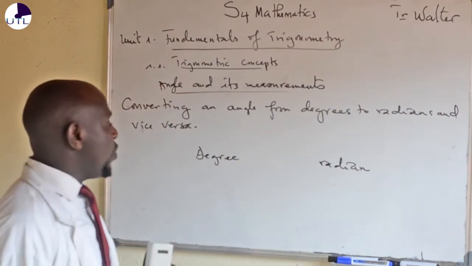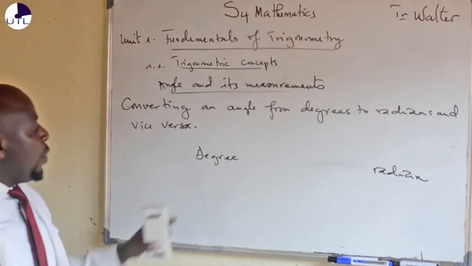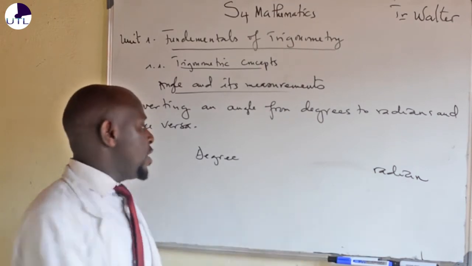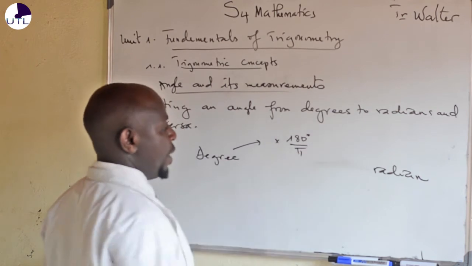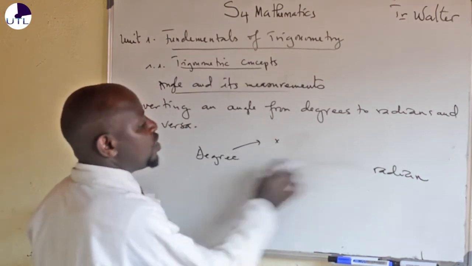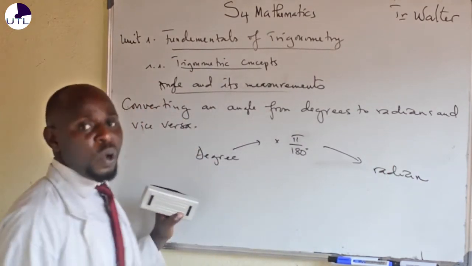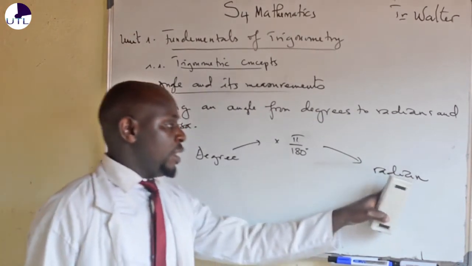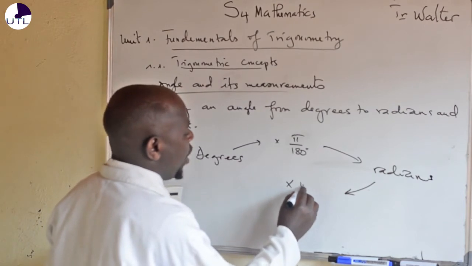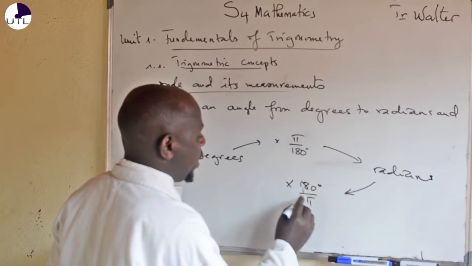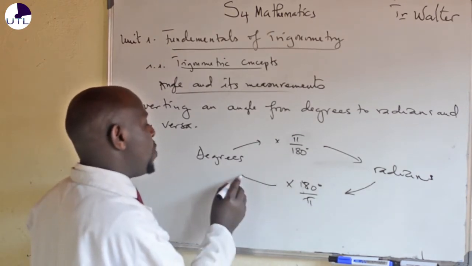How do we do it when we want to convert from degree to radian, ladies and gentlemen? We are from degrees and we want to see what it will be in radians. We are going this way: because we are going from degrees to radians, we shall multiply by pi over 180 degrees. And then we shall have the angle in radian. If we are from radians to degrees, we shall multiply by 180 degrees over pi, and now we come back to degrees.